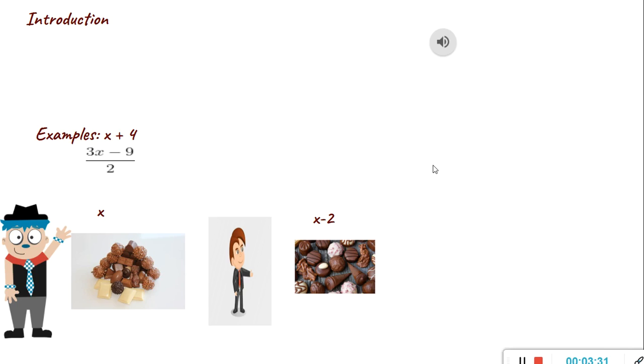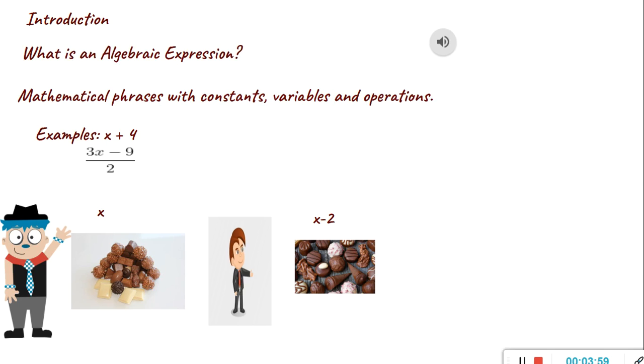Yes, these are expressions which may have constants like 2. They will have some mathematical operations like plus, minus, multiplication, division, etc. They also include variables like X. And all of these together make algebraic expressions. Clear? So what is an algebraic expression? A mathematical phrase with constants, variables and operations. Just as we have phrases in English.